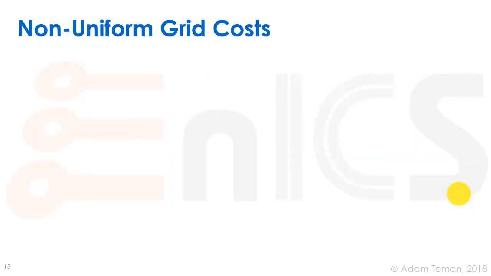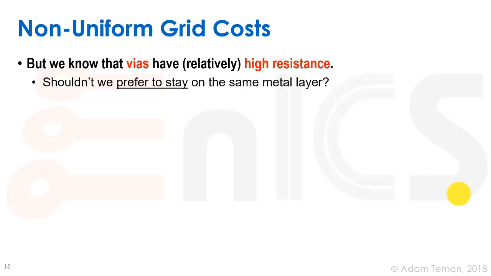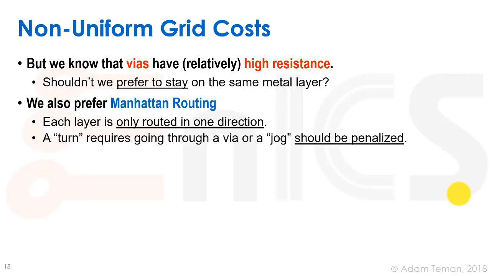So that was multi-layer routing, but that's not all. I mean, actually there's a lot more stuff, but one of the things we want to discuss is that vias, we've already mentioned, have relatively high resistance, and we should prefer to stay on the same layer and not keep on going up and down between layers. Another thing is we said that we want to use Manhattan routing, where we have each layer only being routed in one direction, and then that helps us not block tracks and not have shorts and so forth. So we'll have a certain layer only going horizontally and another layer only going vertically, and another layer only going horizontally, and we can move between them using vias.